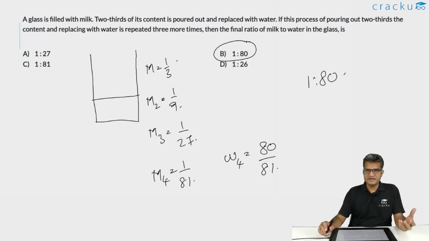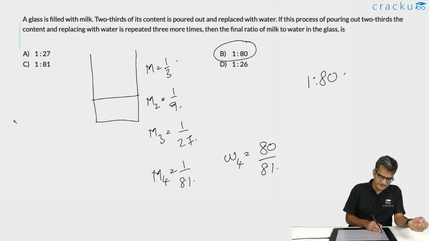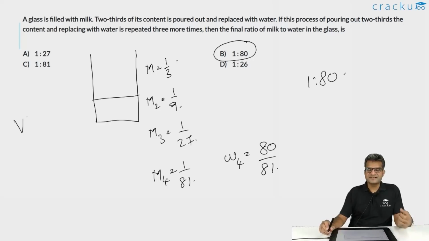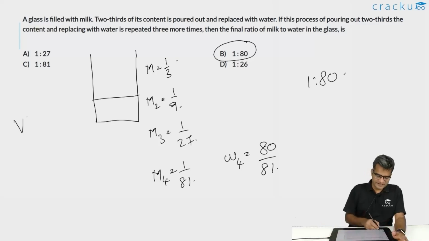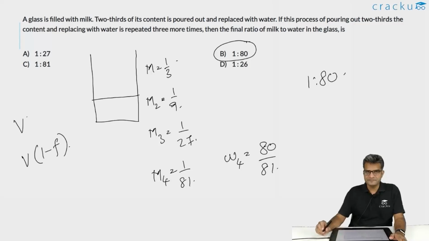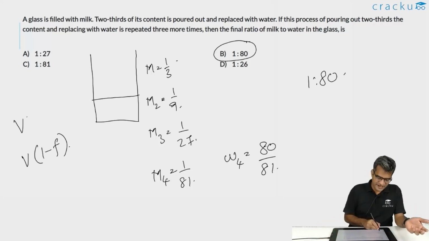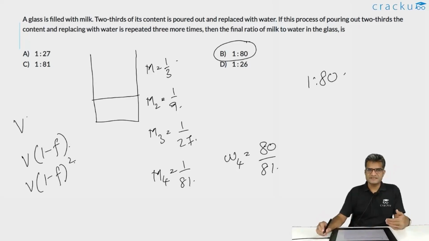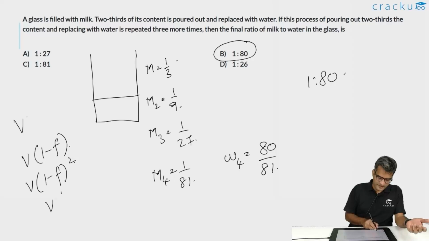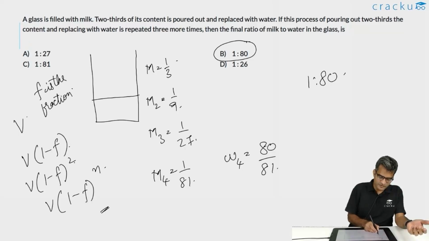In these kinds of questions, if you are told that there is a volume of can, which is V, and a fraction F is replaced with water. Now, after the first time it is replaced, the amount of milk becomes V into 1 minus F. F is a fraction. If this is replaced 2 times, the amount of milk becomes V into 1 minus F whole square. If this happens n times, the volume of milk remaining will be V into 1 minus F whole to the power n, where F is the fraction of the solution which is replaced, and V is the total volume of the solution.